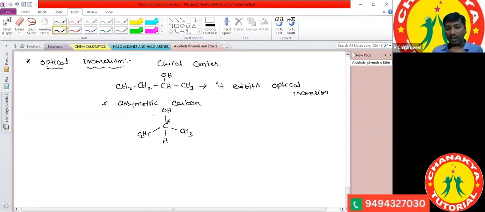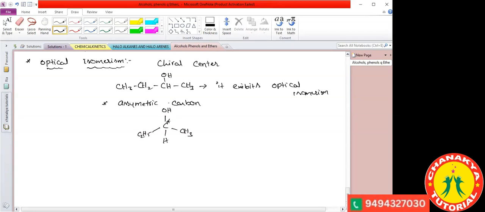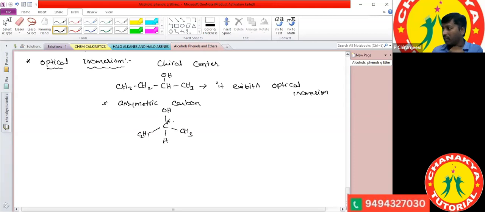Actually, chiral is nothing but hand. Check our hand: are all the fingers the same size or different sizes? Different. Like that, if the carbon is attached to four different atoms or groups of atoms, we call it a chiral carbon, or an asymmetric carbon. Due to the presence of the asymmetric carbon atom, alcohols exhibit optical activity and optical isomerism also. Clear?